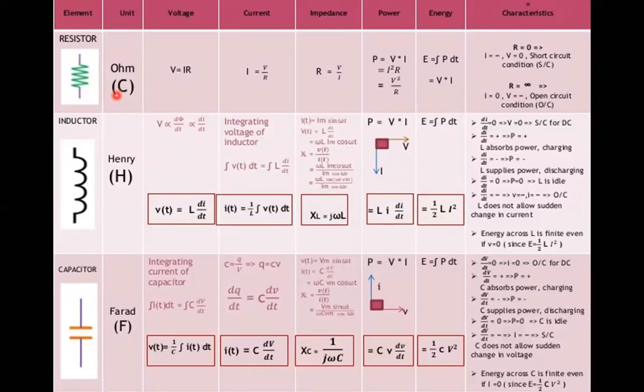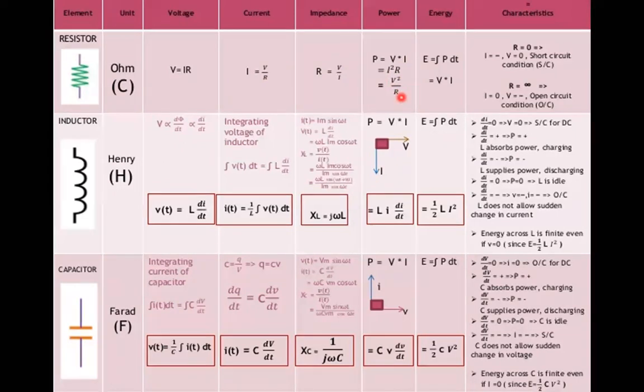Voltage, according to Ohm's law, is V equal to IR. So the current will be equal to V by R. The resistance will be equal to V by I. And power is nothing but the product of voltage and current. So we can write V into I, and V is nothing but IR, so this comes to I square R, or in terms of V, power can be written as V square by R.